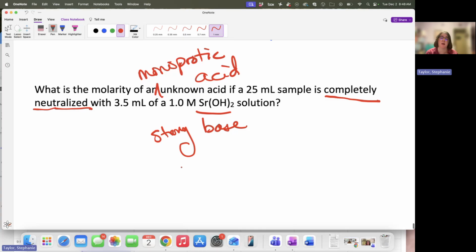So this is a titration problem. Acids, bases, complete neutralization. Since it is an acid-base problem and they're completely neutralized, it means the moles of H plus have to be equal to the moles of hydroxide. I am going to use this.